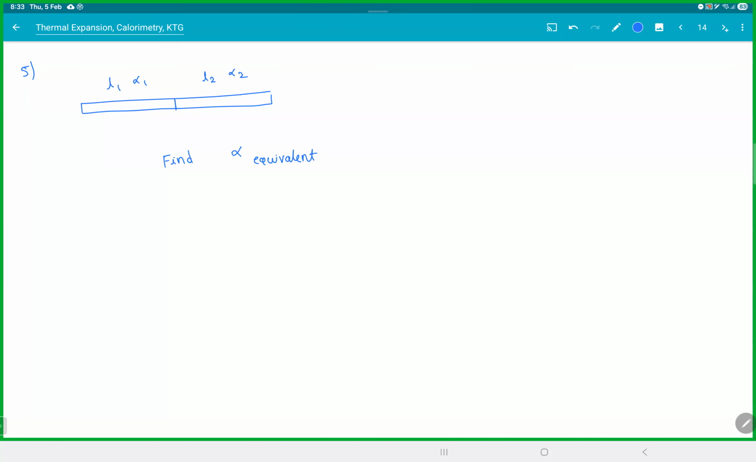Again, in these kind of questions, what is the catch? You have to replace this whole thing with one single rod whose length will be L1 plus L2 and alpha equivalent. So the change in length delta L must be equal to change in length delta L1 plus delta L2. That is the idea there. In both the cases, the total change in length must be the same. So when you increase the temperature by delta T, whatever is the change in length of the two rods must be equal to the change in length of this rod.